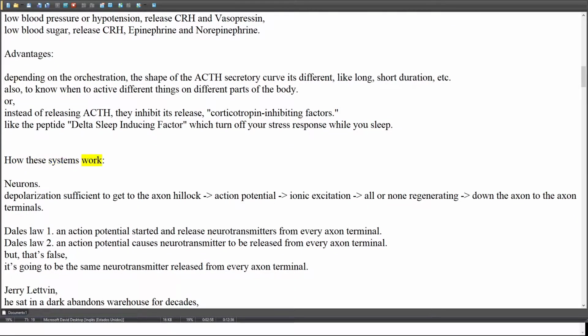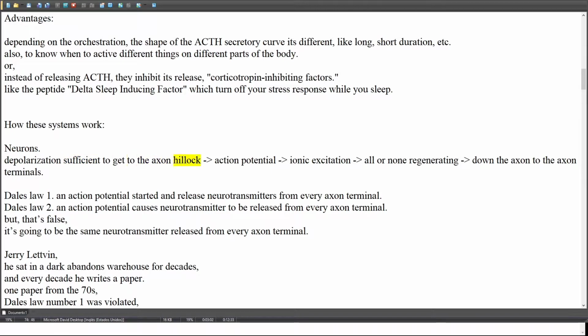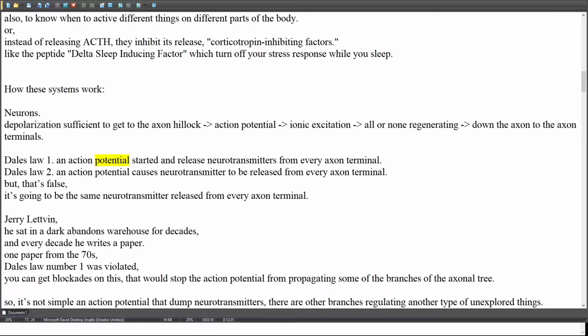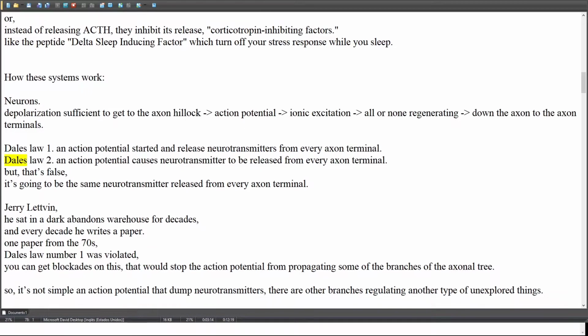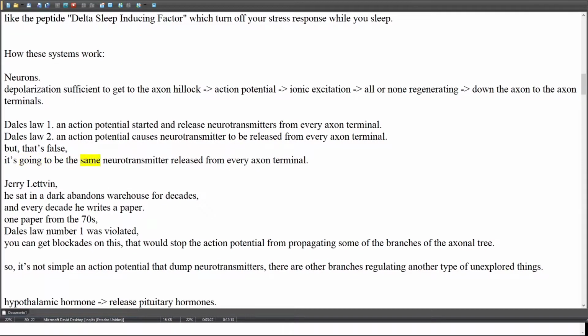How these systems work. Neurons: depolarization sufficient to get to the axon hillock, action potential, ionic excitation, all or none, regenerating down the axon to the axon terminals. Dale's Law 1: an action potential starts and releases neurotransmitters from every axon terminal. Dale's Law 2: it's going to be the same neurotransmitter released from every axon terminal. But that's false.